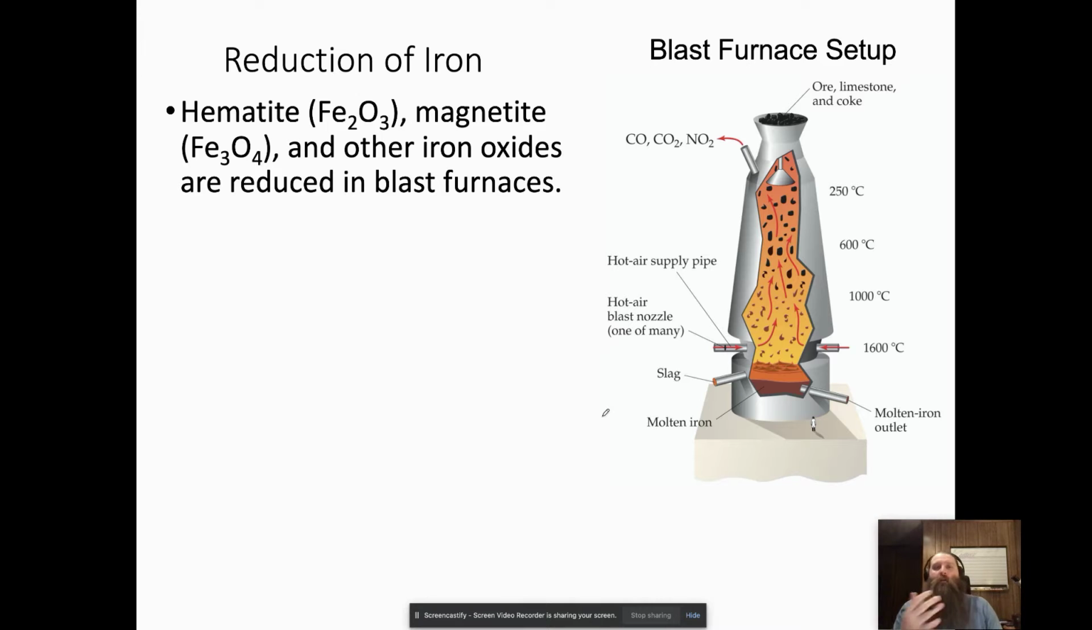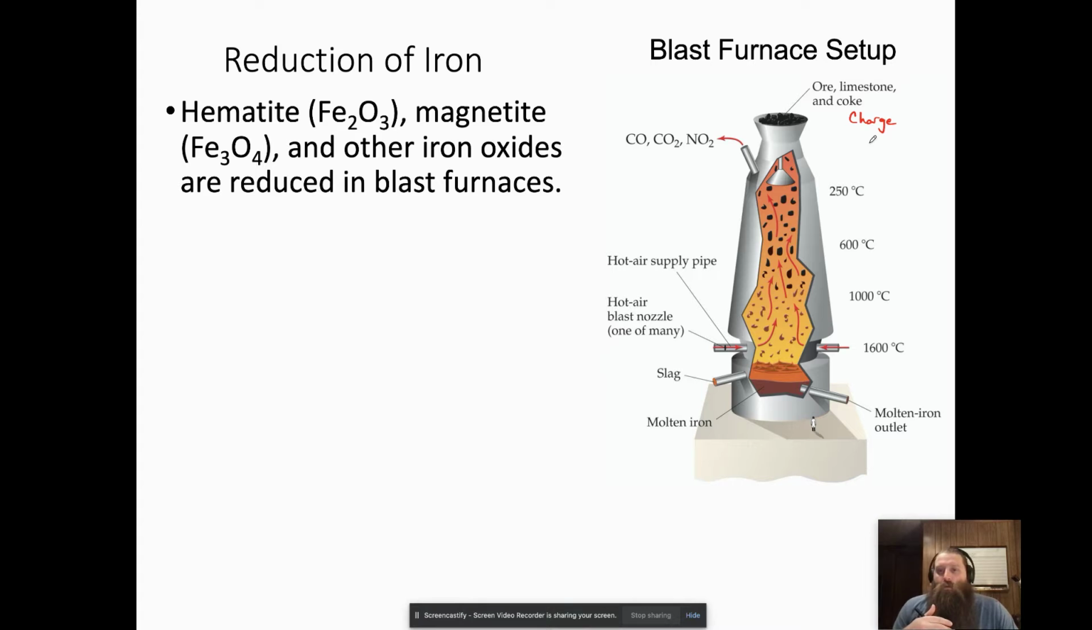Iron itself is usually processed from hematite or magnetite. You can use some other ores, but those are the most common. Now, a blast furnace is an ingenious setup. It has what we call a charge at the top. This funnel-shaped region is where the charge is inserted into the blast furnace. I'm going to leave that label there, the charge.